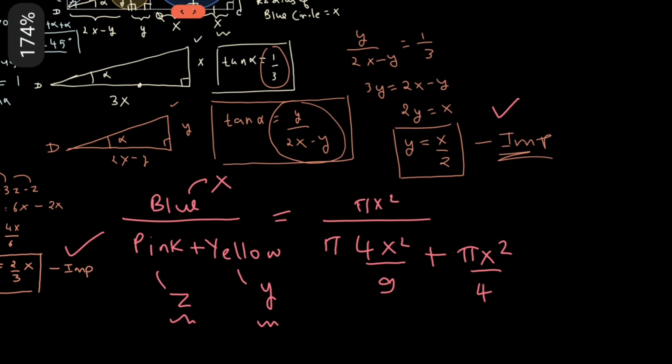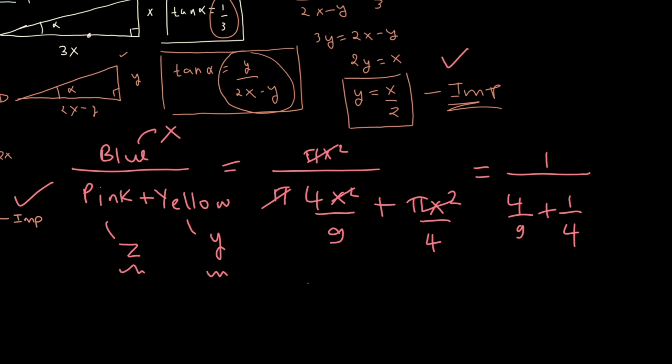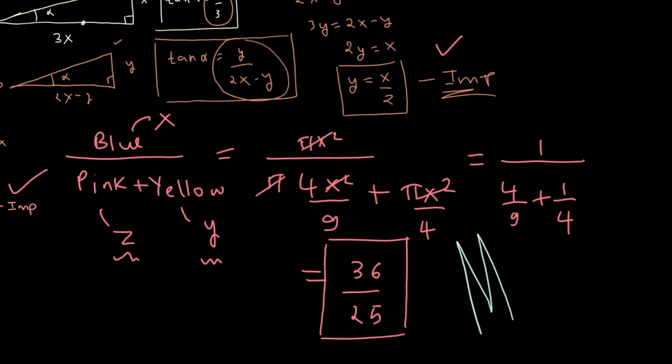Okay. Now I can easily factor out the pi x square from the numerator and the denominator. So the final thing remaining will be 1 upon 4 upon 9 plus 1 upon 4. Now after taking the LCM and doing some basic simplification, this thing will turn out to be 36 upon 25. And this is the answer that we were looking for. So this was my way to solve this particular problem.